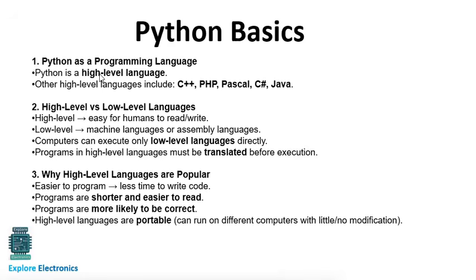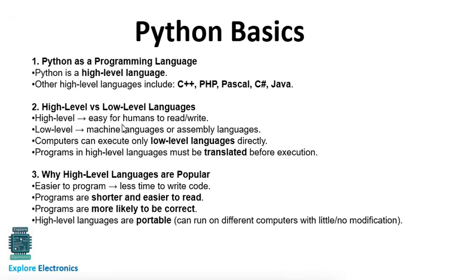Python is also a high level language, which means it is very easy to understand, read and write the code according to that syntax. Got it? And other high level languages include C++, PHP, Pascal, C# and Java, which means it is very easy to read and write the syntax or code of those programs. Let us understand high level versus low level languages.